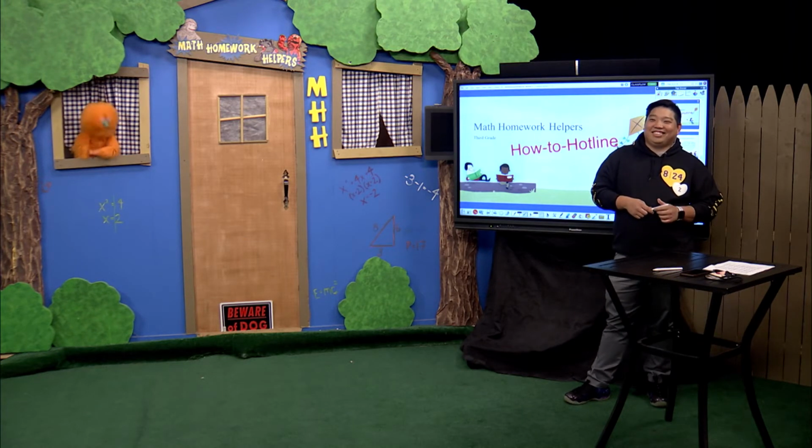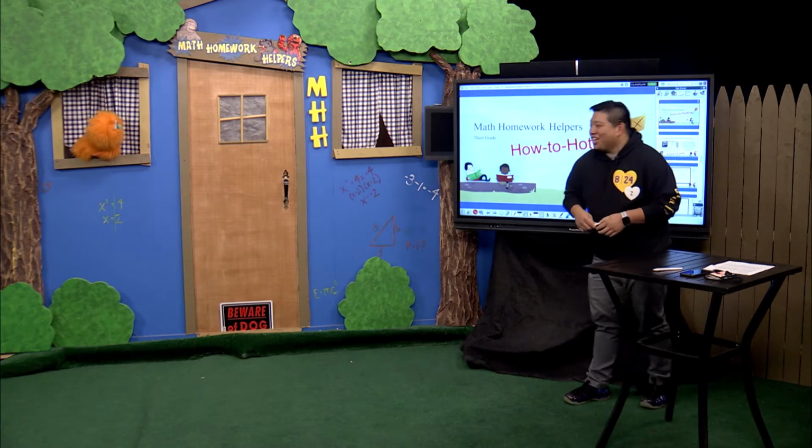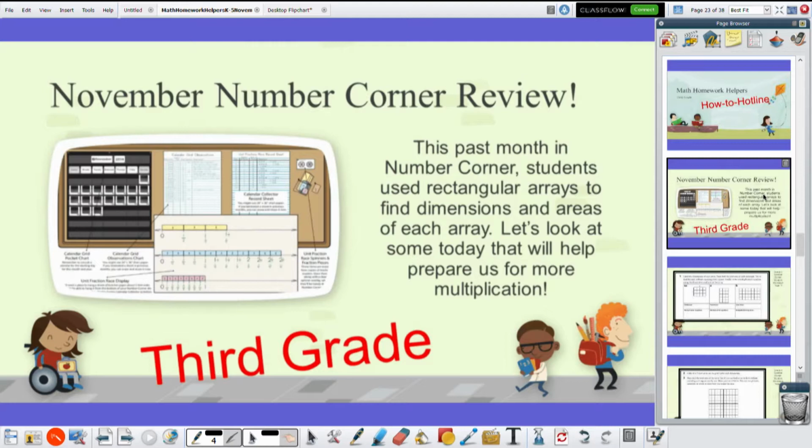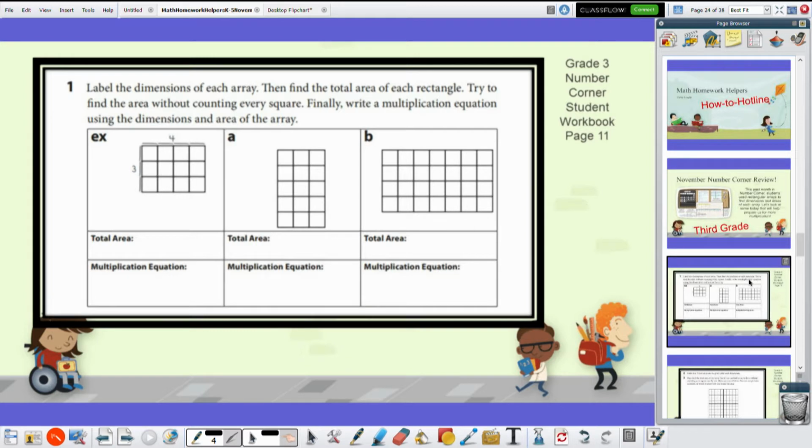We're here to help you guys out with whatever you're currently working on in the math world. So we're going to review some third grade number corner stuff. In the month of November, students use rectangular arrays to find dimensions and areas of those arrays. Today we're going to review some of that work that is going to help us prepare for multiplication.